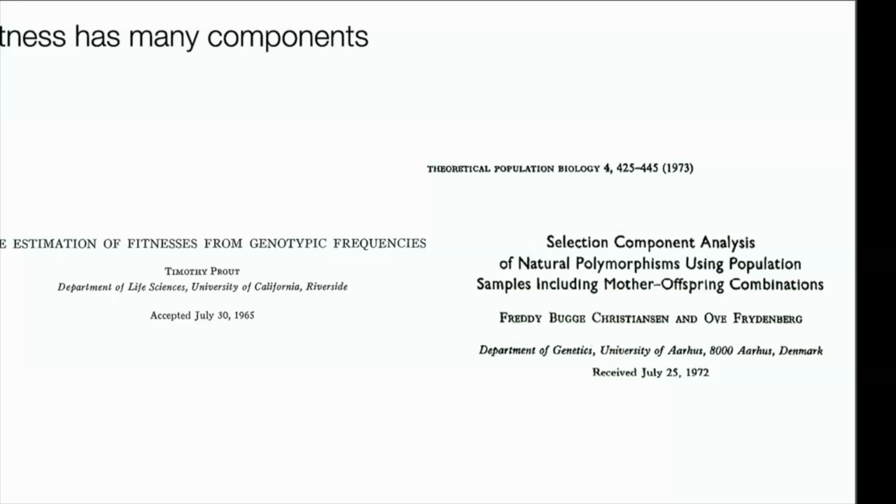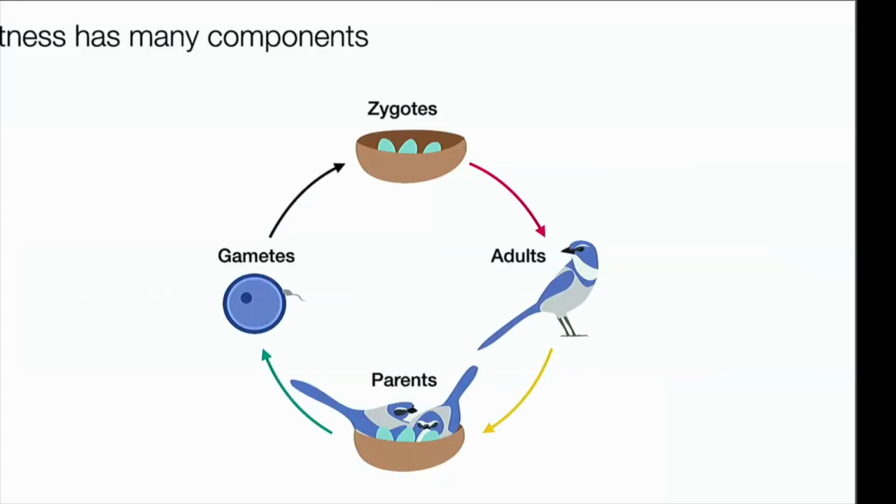But we kind of like this idea of doing a really careful dissection of different fitness components. So that's what we then set out to do. Here I'm showing you the typical life cycle of a sexually reproducing diploid organism using scrub jays as an example.